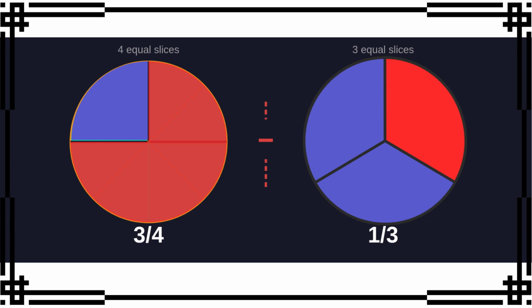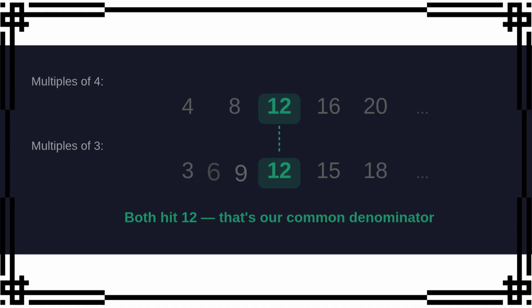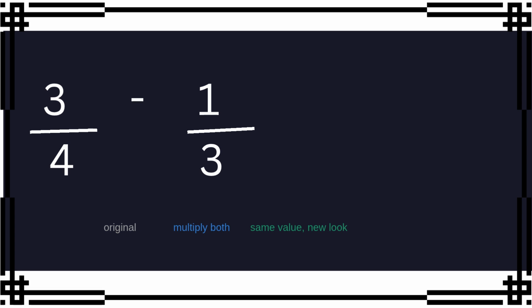We need to make the slices the same size first. We need a number that both 4 and 3 divide into evenly. List the multiples of 4: 4, 8, 12. List the multiples of 3: 3, 6, 9, 12. The first number they share is 12. That's our common denominator.